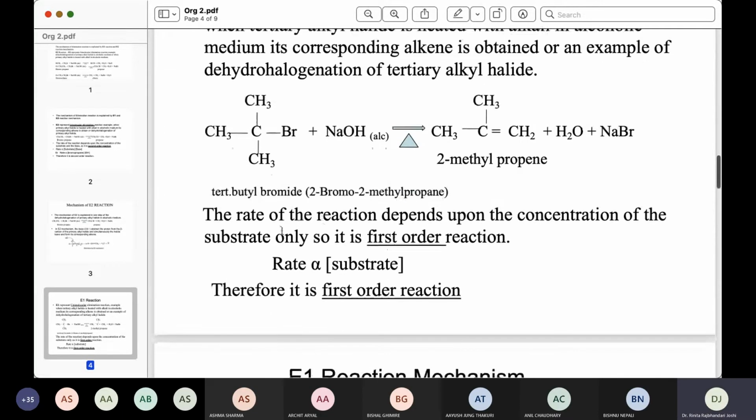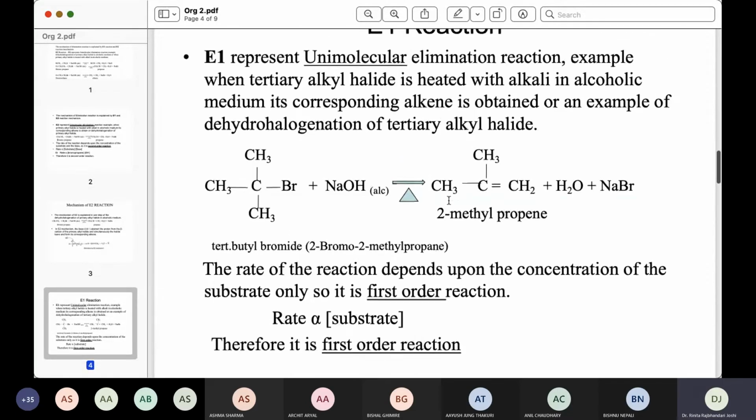And it is said that the rate of the reaction here depends upon the concentration of the substrate only. So it is first order reaction, similar to SN1. SN1 मा पनि के भइरहेको थियो, unimolecular first order. SN2 bimolecular second order. तपाईलाई सम्झिनलाई पनि सजिलो, हाम्रो कोर्समा पनि हामीलाई यो example दिएको छ. So we have taken this example.